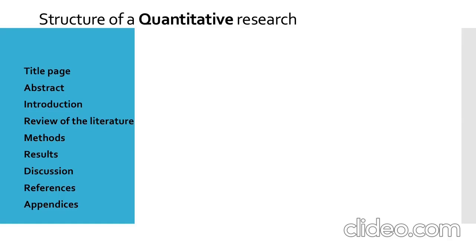So, concerning the design of quantitative research report, it is comprised of these sections or chapters. Notably, we have introduction, review of literature, methods, results, and discussion. Of course, before the introduction, we have the title page and abstract, and we end up with references and appendices.